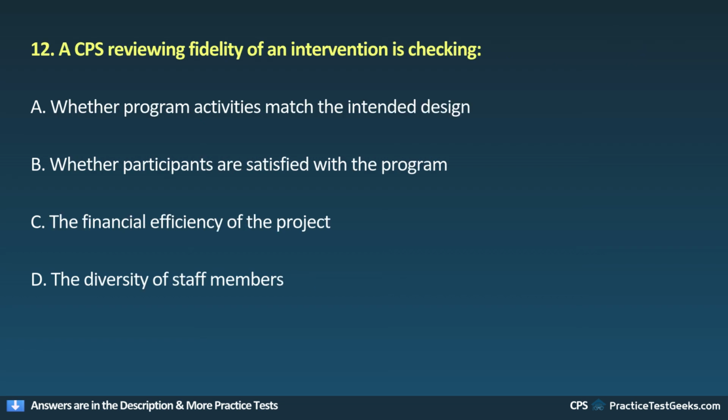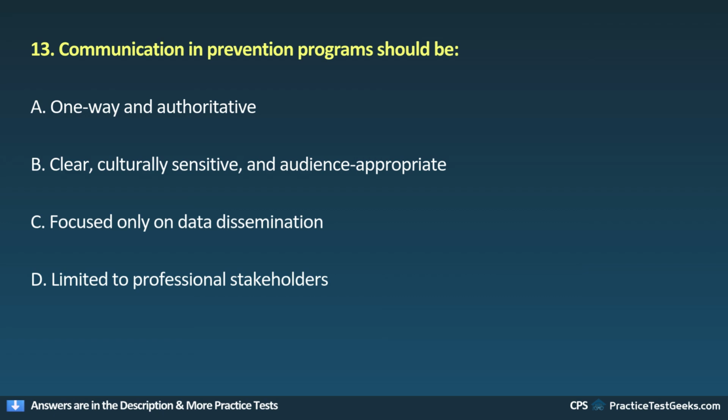12. A CPS reviewing fidelity of an intervention is checking A. Whether program activities match the intended design. B. Whether participants are satisfied with the program. C. The financial efficiency of the project. D. The diversity of staff members.